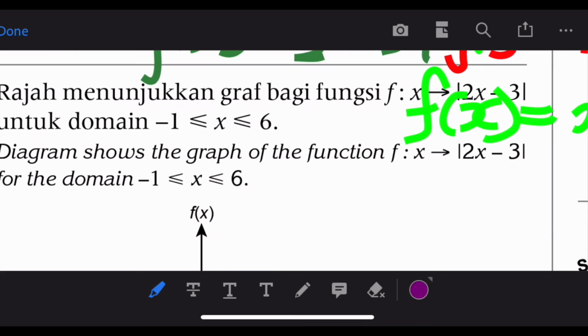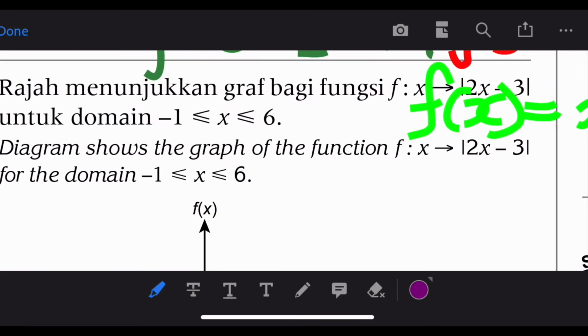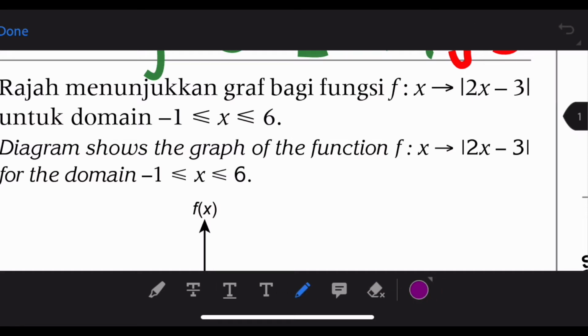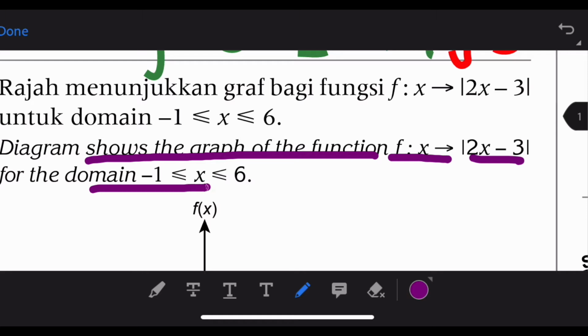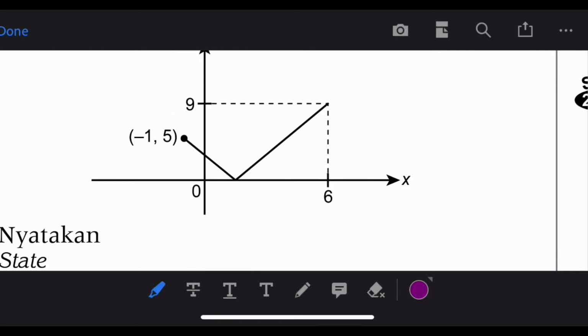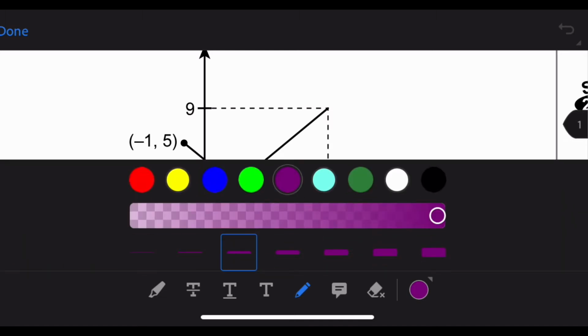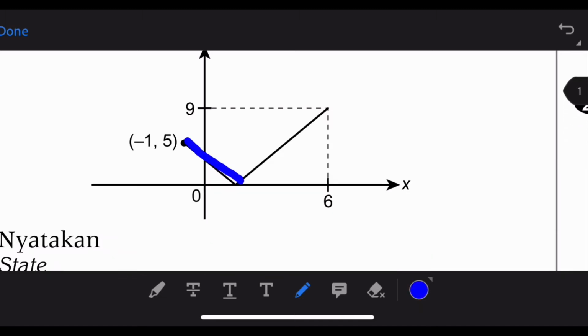So let's see question number 2. Now let's go through number 2. Modulus is very popular in exams. The diagram shows the graph of the function f(x) equal to modulus 2x minus 3 with a domain x from -1 to 6. So this is a modulus graph. Modulus is always a V shape, right? It's a V shape. So the domain is from -1 to 6.